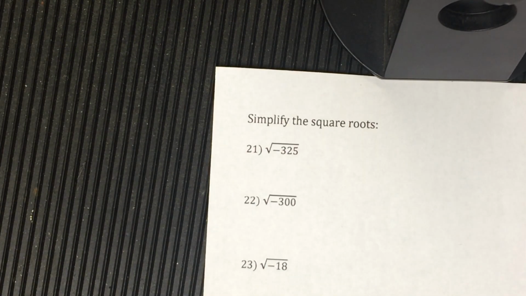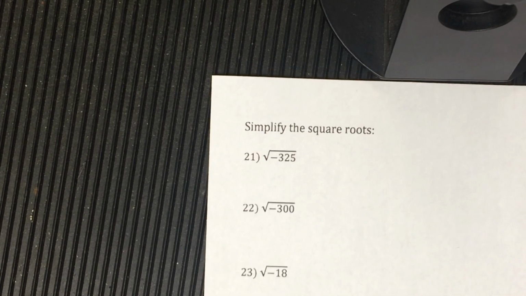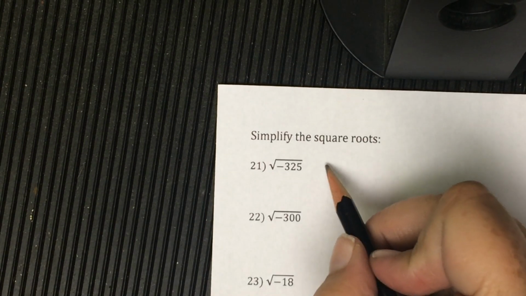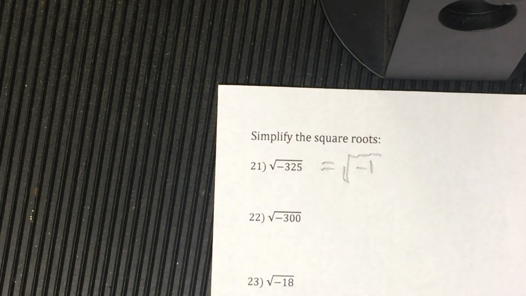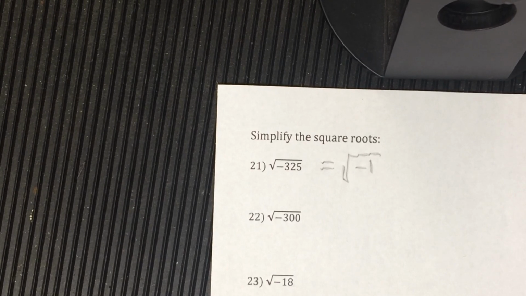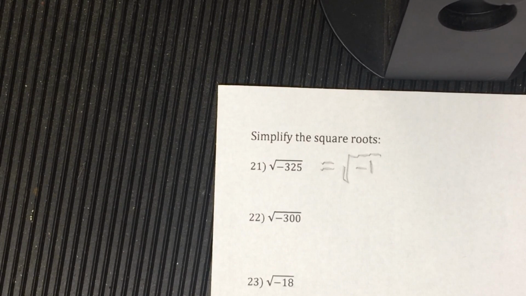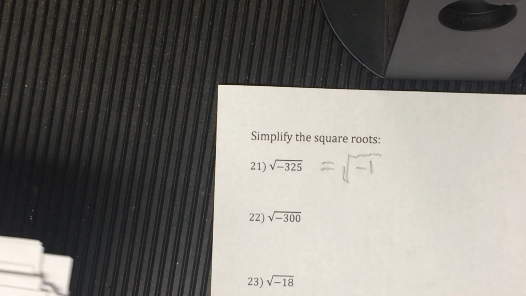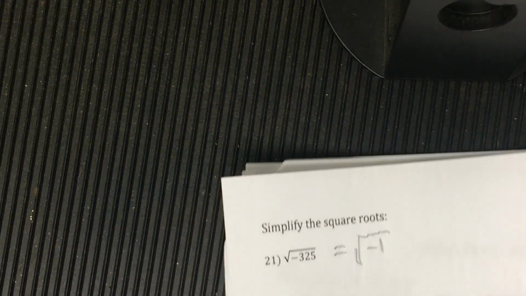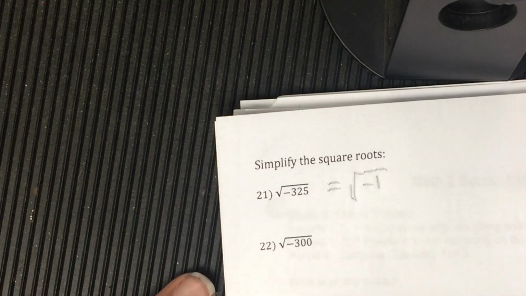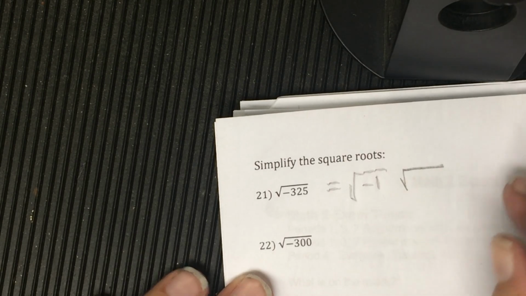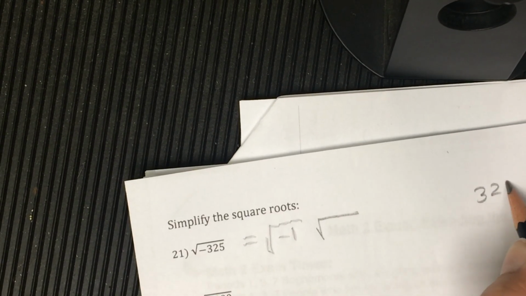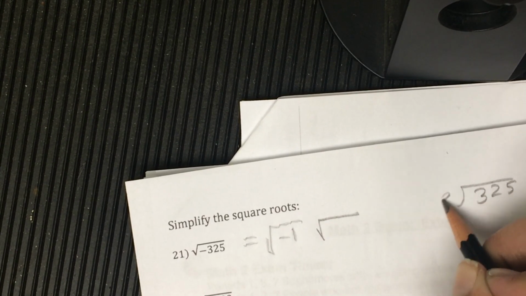More simplifying square roots. 325. Oh, and it's negative. All right, we got some i's here. Okay, so square root of -1. And I hope you remember that anytime you have something that ends in 25 or 50 or something like that, you should see if 25 is a factor. For example, if you had $3.25, how many quarters would you have? You'd have 13 quarters, I believe. So you would on your own do 325 divided by 25.